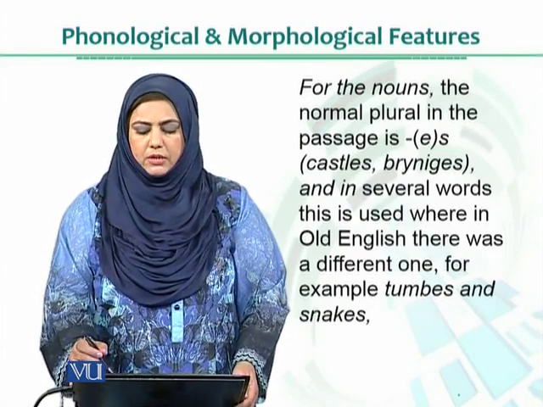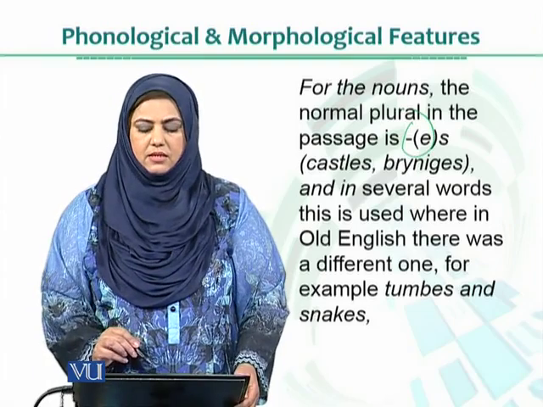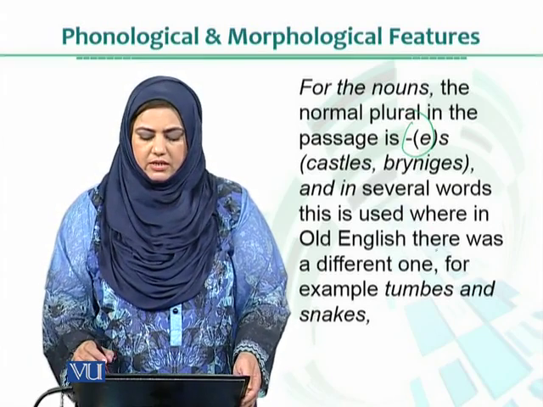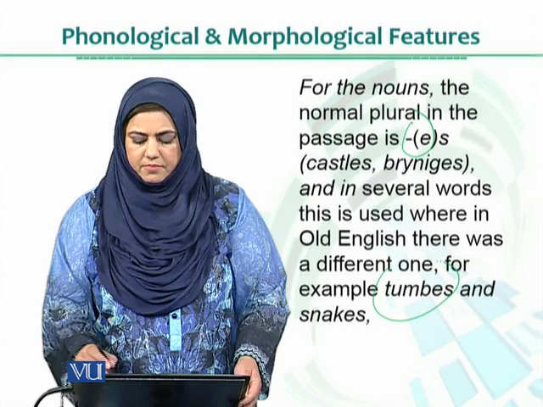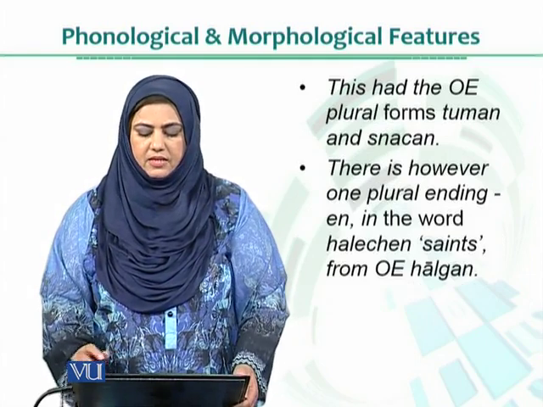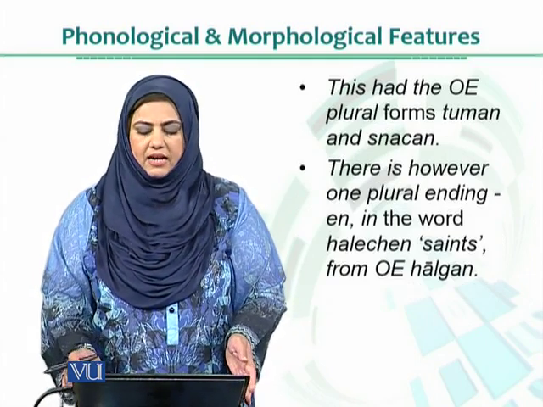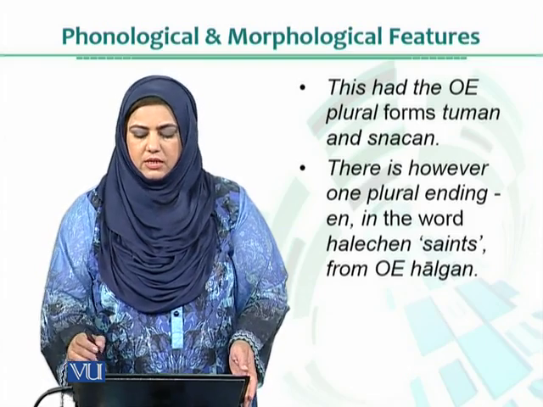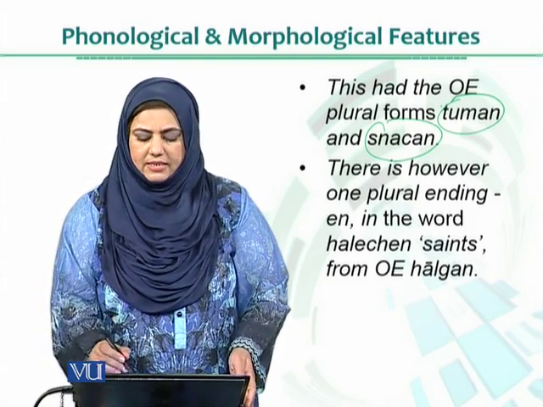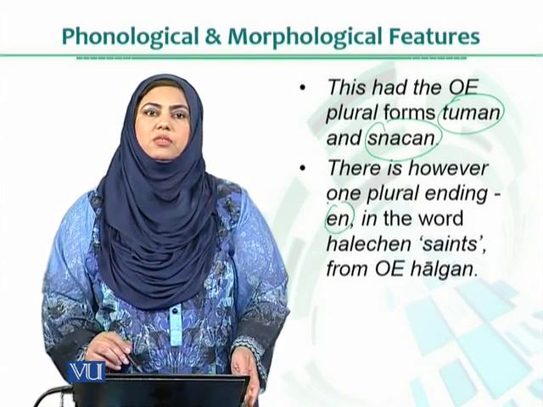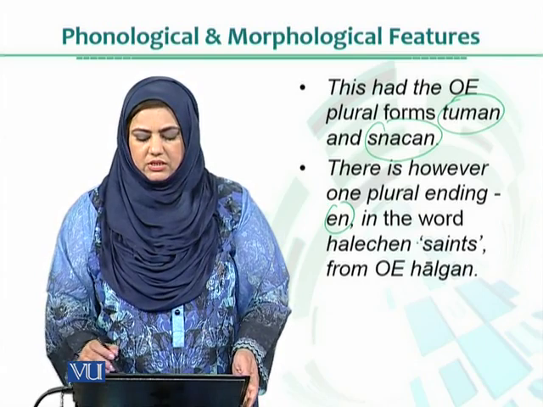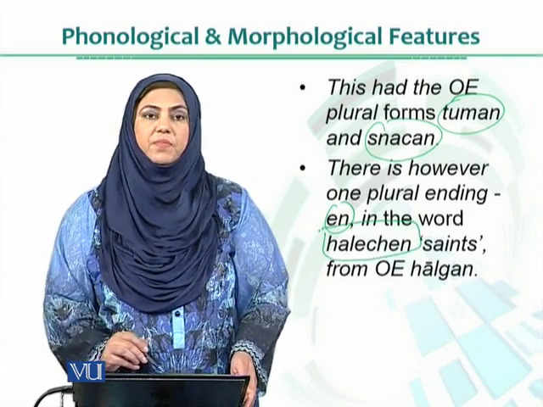From the nouns, the normal plural in the passage is by adding this, plurals would be made. And in several words, this is used where in Old English there was a different one. For example, these ones. So es would be used. So overall, this had the Old English plural forms that are used in the text. However, one plural ending n, as we nowadays use, for example, in oxen, but we do not use it in other words, is used in this text. This is the example from the text.